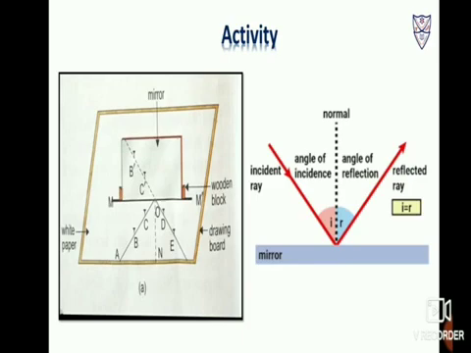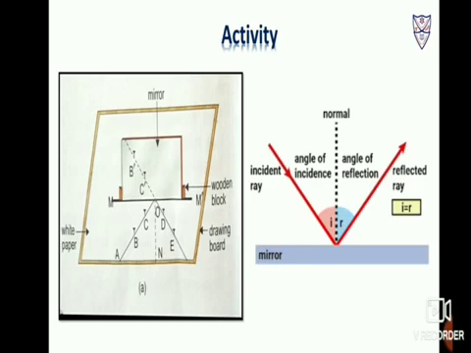Now what are you going to do? You have to remove the mirror and draw small circles around the bases of the pins, that is B, C, D and E, to mark their positions. And you have to draw the line EO joining the points D and E. So this represents the reflected ray.